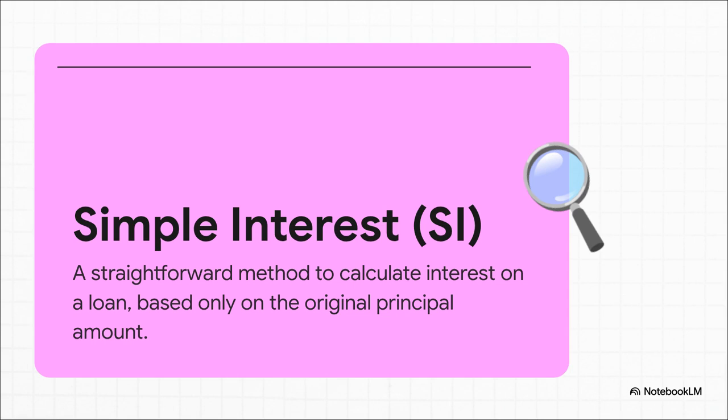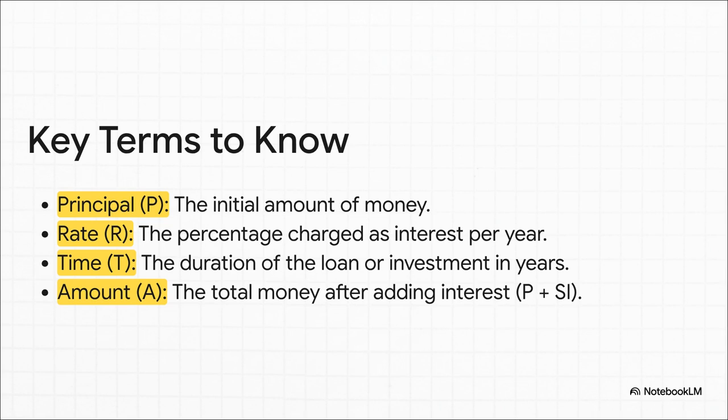Make sense, right? Now, every single simple interest problem you'll ever see is built on just 4 key players. You've got your principal, that's your starting money. Then the rate, which is the percentage per year. Time, and this is important, it's always in years. And finally, the amount, which is just everything you started with plus the interest you earned. Get these 4 down and you're already halfway to solving anything.